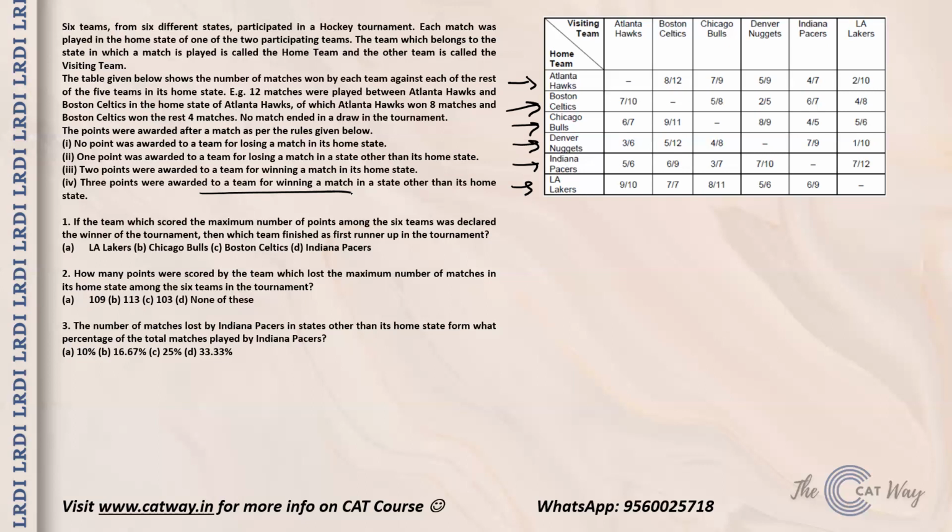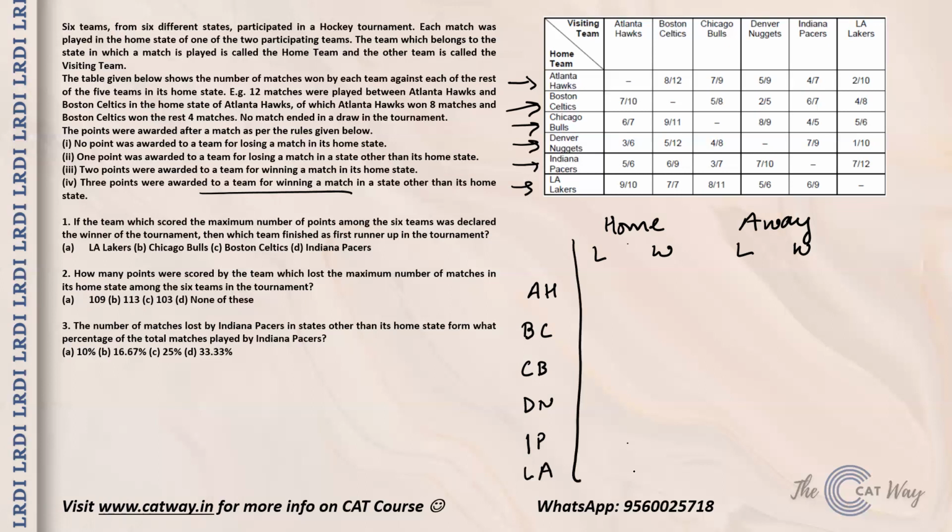Okay, chalo. First what we will do, guys, is write the data for the home matches and the away matches. Here we have home matches and here we are going to write it for away matches, right? So we have few matches lost, few won, lost and won, right? And we have 6 teams: Atlanta Hawks, Boston Celtics, Chicago Bulls, Denver Nuggets, Indiana Pacers, and LA Lakers. Okay, so this is what we have. Chalo, let's see how the table forms.